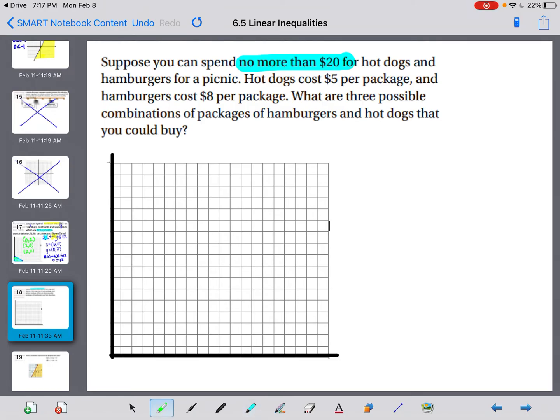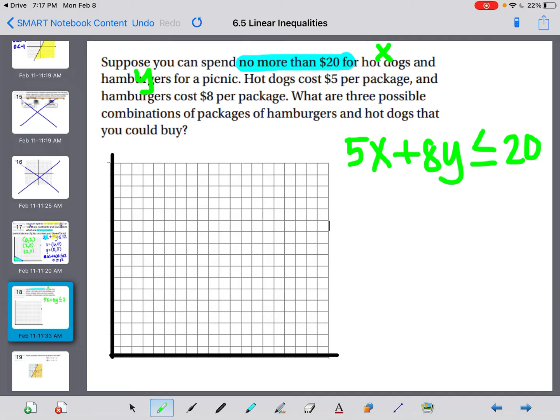Okay, so we're going to say that hot dogs are going to be my x, hamburgers are going to be my y. So when I write my equation in standard form, I will have 5x plus 8y has to be less than or equal to the $20 that I have to spend.